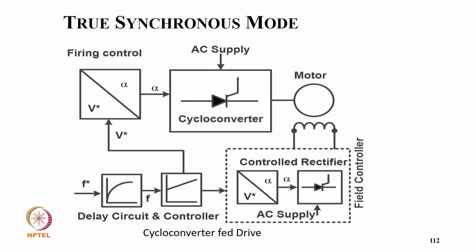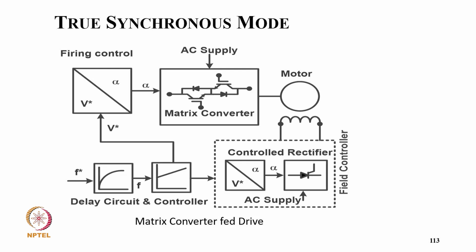Similarly, with the reference frequency we get the frequency, and then the voltage goes to the cycloconverter control as well as the frequency V by F, and we control the field current. It is similar to the matrix converter scalar control.